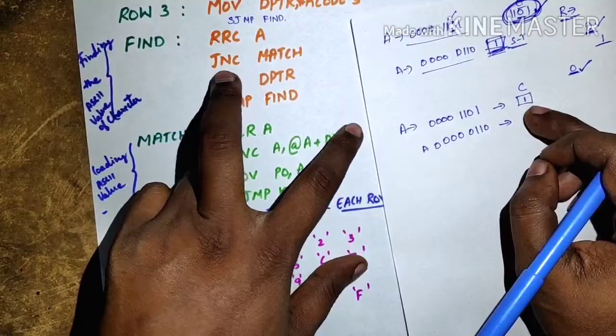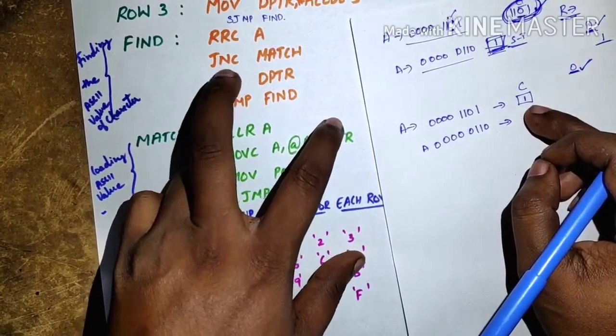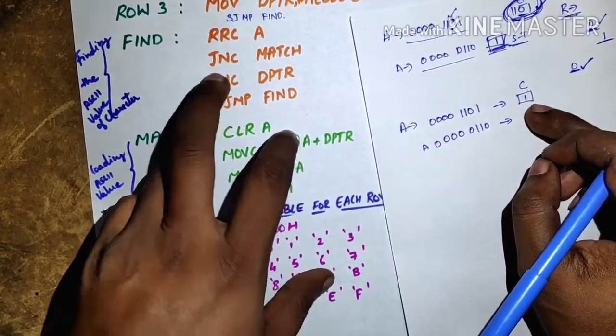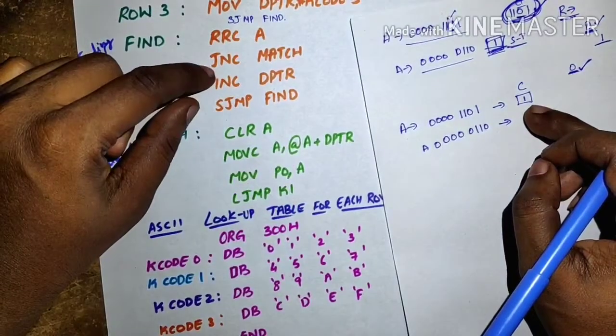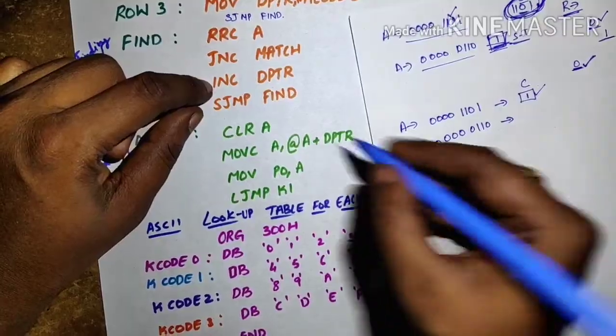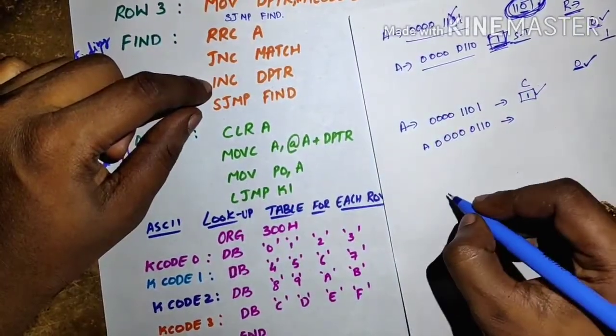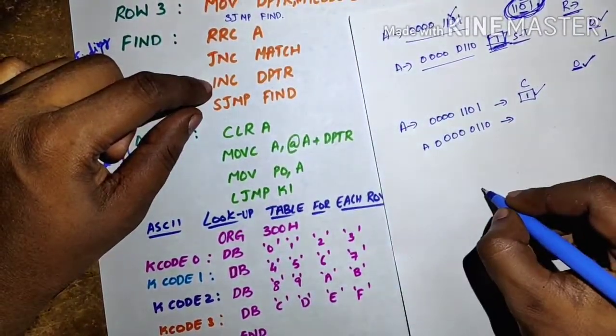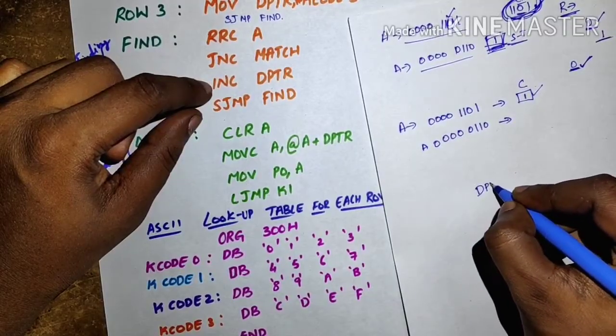If there is no carry, we have to proceed. But if there is a carry, this particular condition will fail, since it is a no carry condition, right? Here we are getting a carry, so that's why we are moving on. After that we are incrementing the data pointer, DPTR.